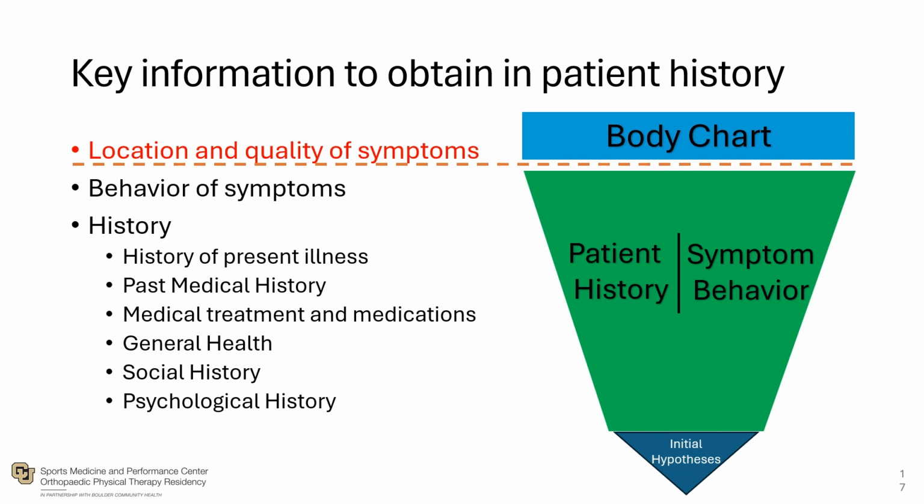So if we reshuffle our order like this, location and quality of symptoms, that includes getting your body chart of the patient. This might be what we start with to create our clinical patterns in our mind. This can help us even start building hypotheses before getting into the patient history and symptom behavior. This is crucial for having a more effective subjective exam. Then we get into either behavior or history, and those can come at different times. There's not necessarily a preferred order. The patient can guide that a little bit too. And then all of that distills down to a final initial hypothesis list going into your objective exam.